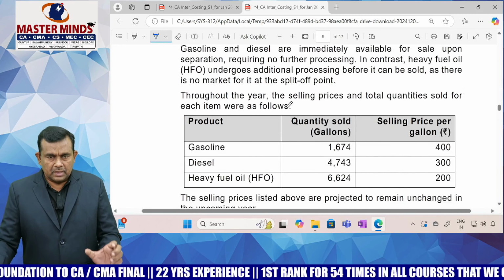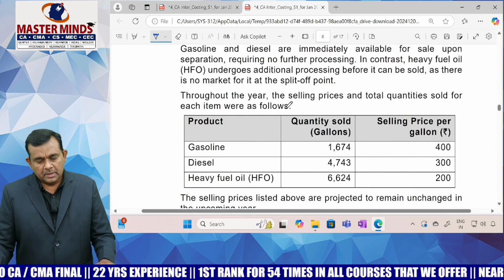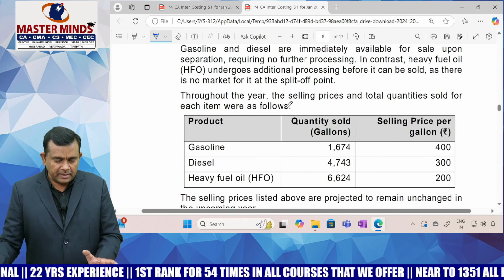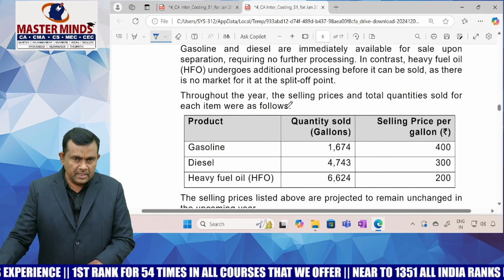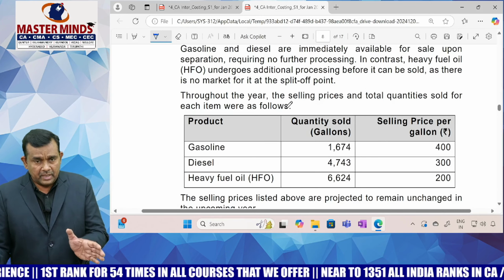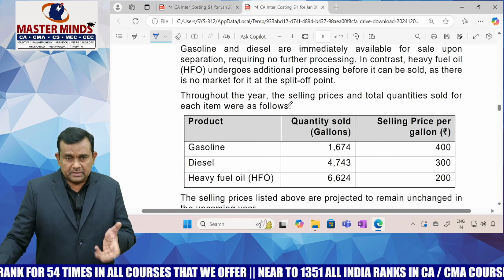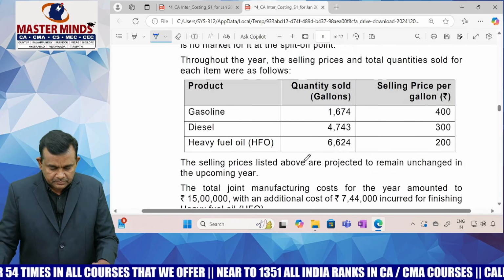Here a common raw material item is introduced into the process. So at the separation point, 3 products are produced simultaneously, each having a significant relative sale value. These products are known as joint products, sir. So here the joint products are gasoline, diesel, heavy fuel oil, sir.